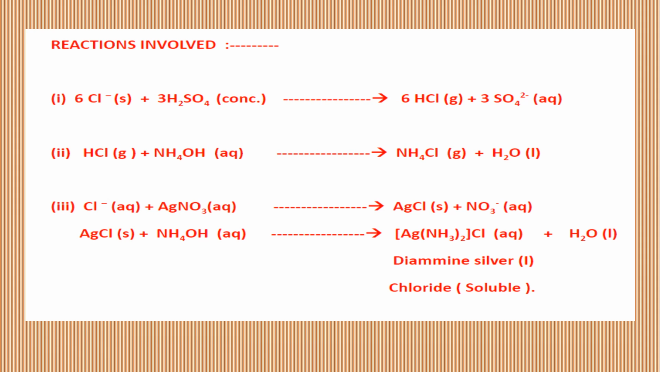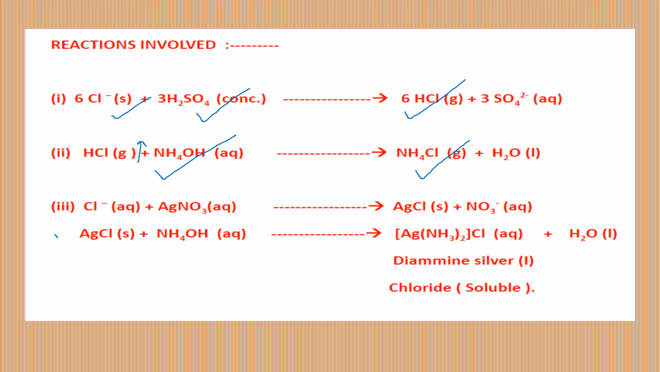So these are the reactions involved in the detection of chloride ion. You will take chloride salt for the preliminary test, the first one, and react it with concentrated sulfuric acid. You will get colorless fumes of HCl gas. Then that is to be brought in contact with ammonium hydroxide. You have to dip a glass rod in ammonium hydroxide and bring it near the mouth of the test tube from where HCl is coming out. You'll be able to see white fumes of NH4Cl.